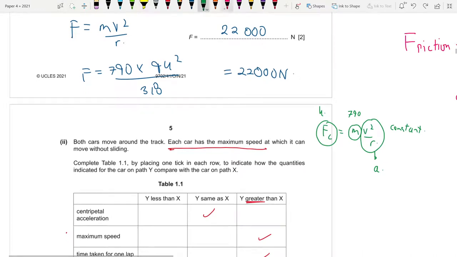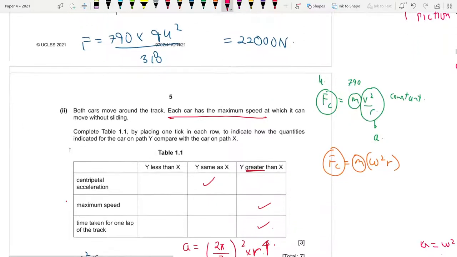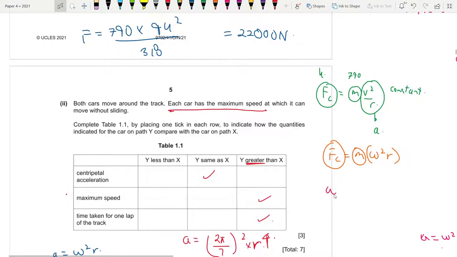So here's the thing. Centripetal force is equal to m omega square r. So the value of Fc and m are constant. So the value of omega square r has to be constant as well. So omega square r is also a constant. Now think about it. Since y has greater radius, the value of omega square will be less, right? Because this value is a constant. Now we know that v is equal to omega r, right?